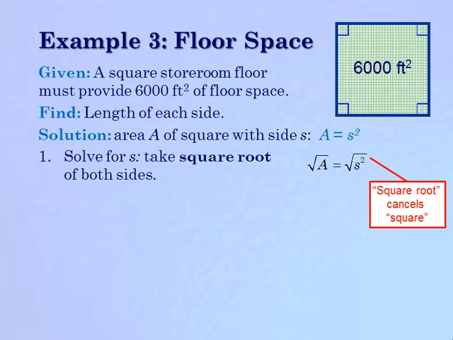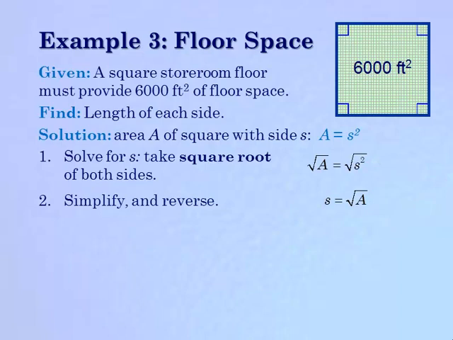To do that, we need to take the square root of both sides. Remember, in an earlier module, we talked about how doing the same thing to both sides of an equation will yield a valid result. So we're going to take the square root of both sides, knowing that the square root of S squared is going to give us S. And so we have S is equal to the square root of A.